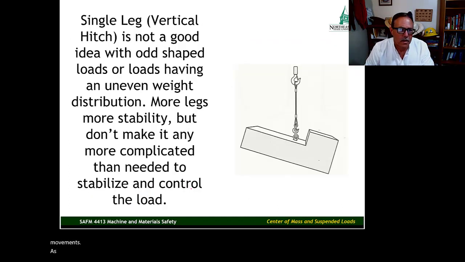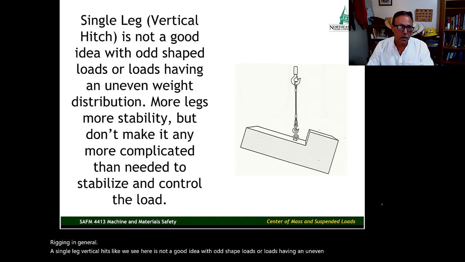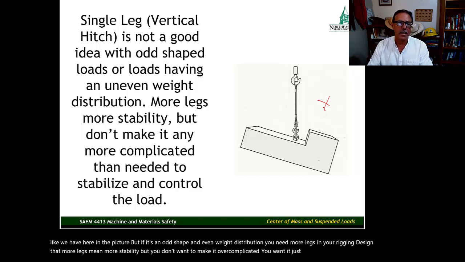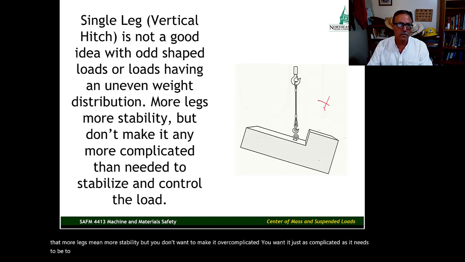As a sidebar, rigging in general, a single leg vertical hitch like we see here is not a good idea with odd shaped loads or loads having an uneven weight distribution. If it's a simple symmetrical load and everything's distributed equally, you can get by with a single vertical hitch configuration like we have here in the picture. But if it's an odd shape or uneven weight distribution, you need more legs in your rigging design. More legs mean more stability, but you don't want to make it overcomplicated. You want it just as complicated as it needs to be to stabilize and control the load.